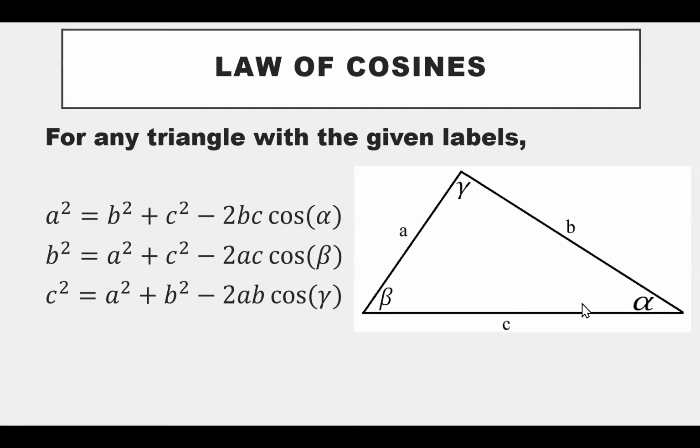So our angles are alpha, beta, gamma. Our sides are A, B, and C. And moreover, the side opposite angle alpha is A, the side opposite angle beta is B, and the side opposite angle gamma is C.